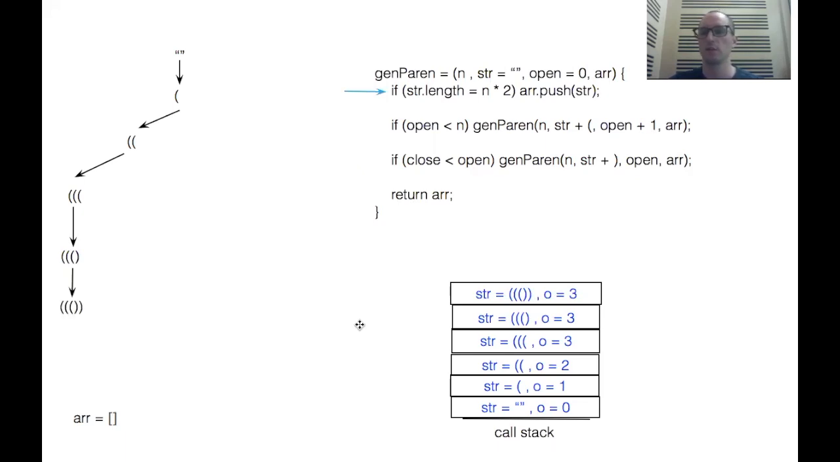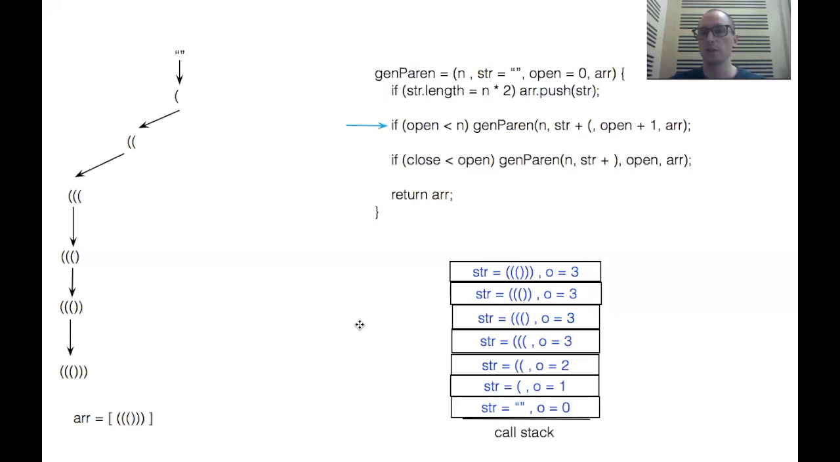So we can push a call to genParen with another closing paren added to our string onto our stack. And we'll enter the execution of this function. Our opens are equal to n still. Our closes are still less than our opens, so we'll add another one, pushing that onto our stack. And we'll enter the execution of this function call. So now our string is of length n times 2, so we can push into our answers array our valid string of parentheses. So we'll add that to our array.